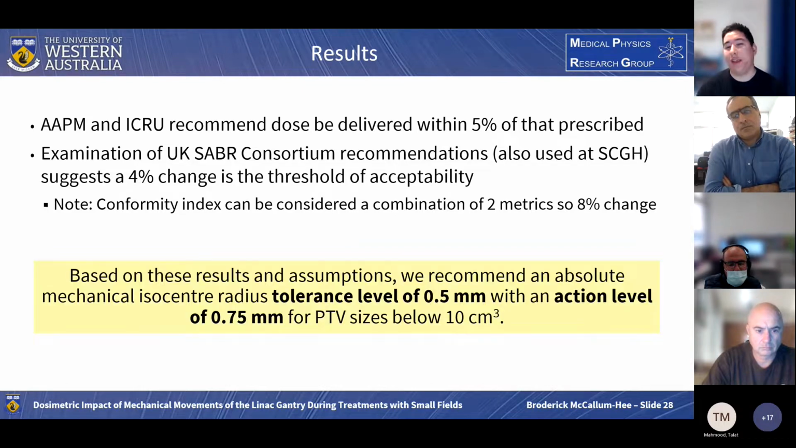So, based on these results and assumptions, we recommend that an absolute mechanical isocentre radius tolerance level of 0.5 millimetres with action of 0.75 millimetres for PTV sizes below 10 centimetres cubed is used.